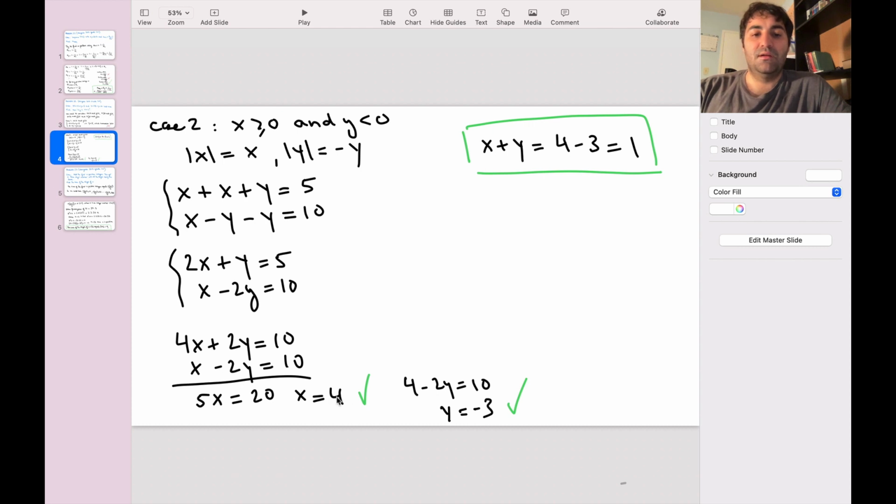And then if I plug x equals 4 back into this equation here, we get 4 minus 2y equals 10, or y is equal to minus 3. So just so we're sure, we know that x is greater than or equal to 0, so x equals 4, so that works, and y is less than 0, and y equals minus 3 is certainly less than 0, so these two values work. So x plus y equals 4 minus 3, which is equal to 1.